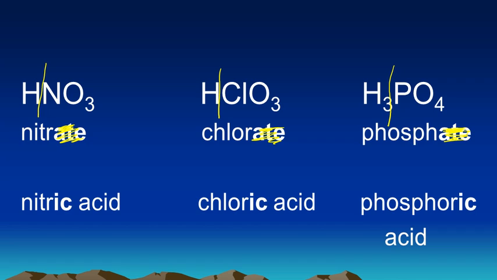Very common and important acids. Phosphoric acid, for example, is found as an ingredient in Coca-Cola. You can also use Coca-Cola to clean the corrosion off of a car battery if you need to.